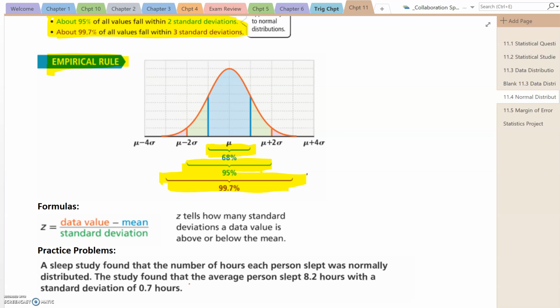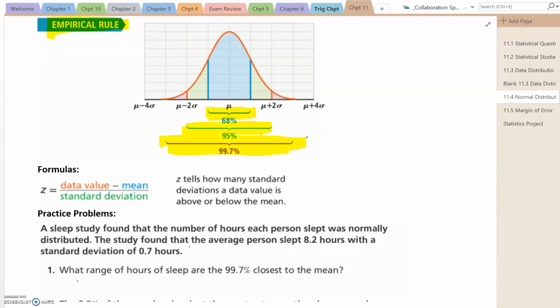One other new thing for you, this section, is calculating a z-score. So a z-score tells you how many standard deviations a data value is above or below the mean. If a z-score is positive, that means your data value is above the mean. And if a z-score is negative, that means your data value is below the mean.